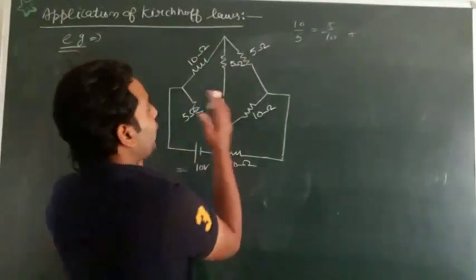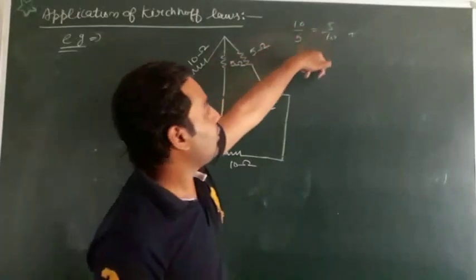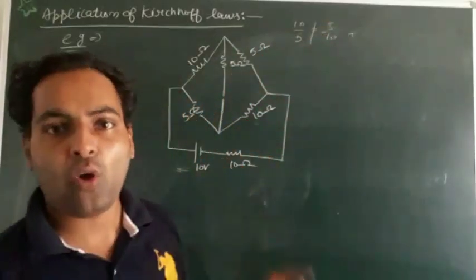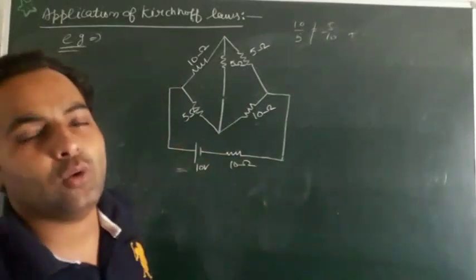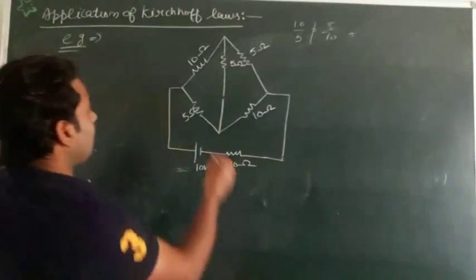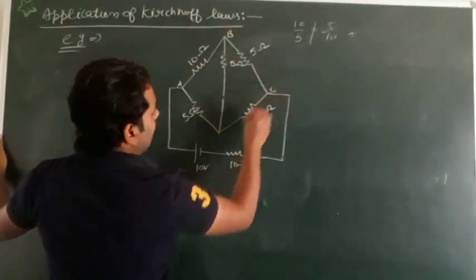Now, first we check whether P by Q is equal to R by S. So 10 by 5 is not equal to 5 by 10, which means it is not at the balance point. So now we will start calculating the values of I1, I2, I3 for that circuit. First we label this point A, this is B, this is C and this is D.